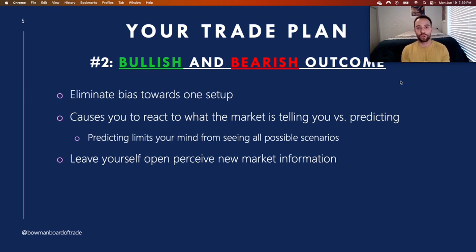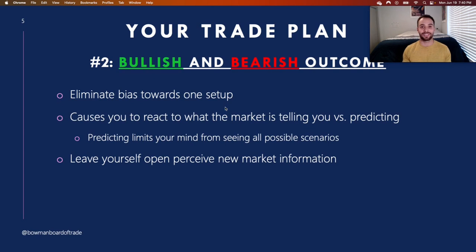If you have a head and shoulders and you're looking to take the market short, have a level where if price moves up, you're no longer looking at head and shoulders. Now you're switching to your bullish plan instead of your bearish plan. What this does is it eliminates a bias towards one setup, and it causes you to react to what the market is telling you versus predicting.